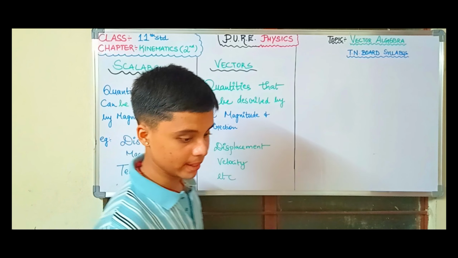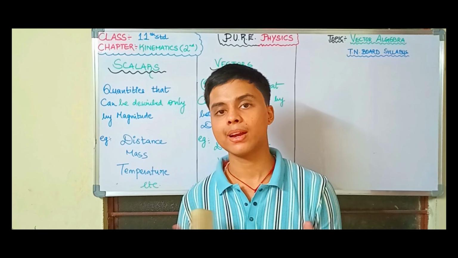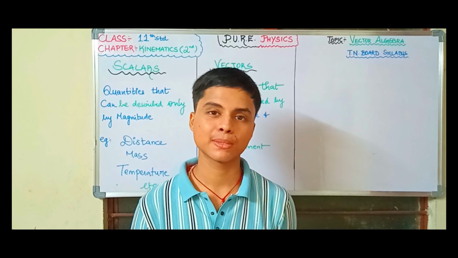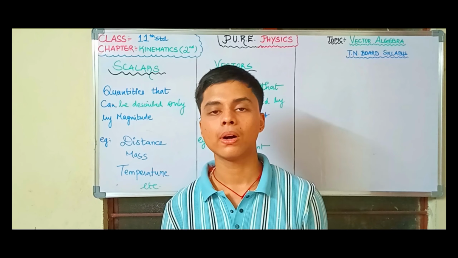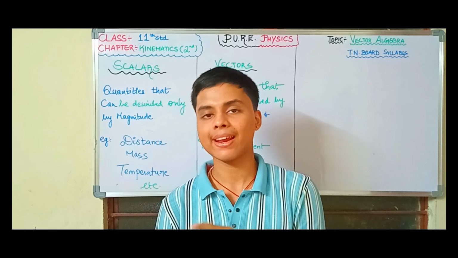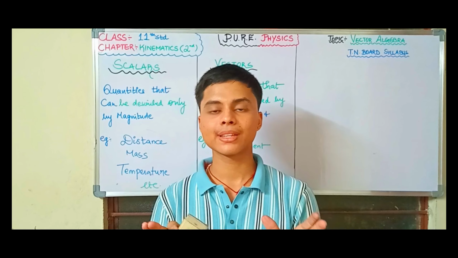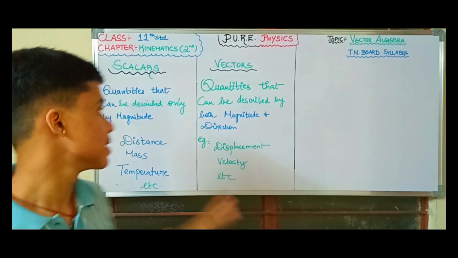So what is scalar quantity? Quantities that can be described only by magnitude are called scalar quantities. For example, distance, mass, temperature, time are all scalar quantities because they do not give us the direction of the quantity. They only give us the value of that quantity. So those are all called scalar quantities.